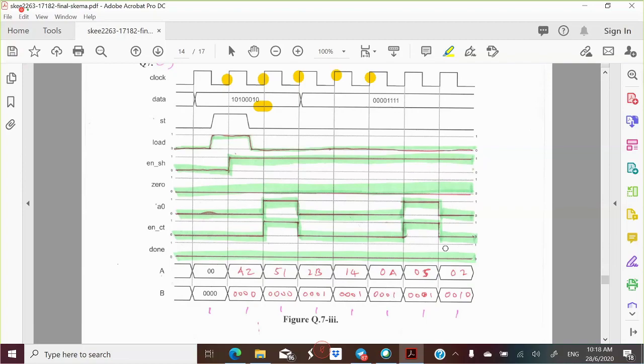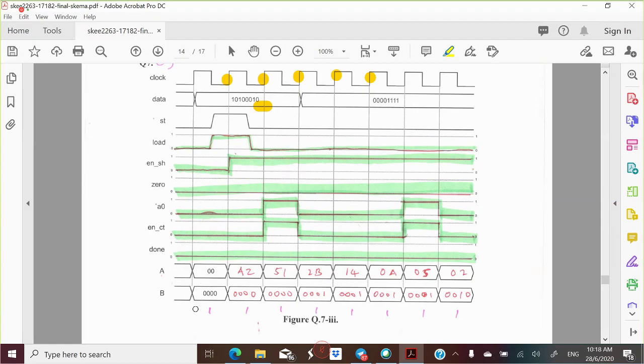Only one, yes. Enable counts only 2 times, so the answer is 2. But why is it A2512B14? Why is that? Yeah, I think it's shifting, right? The shift data. Yeah, but you start from 0.